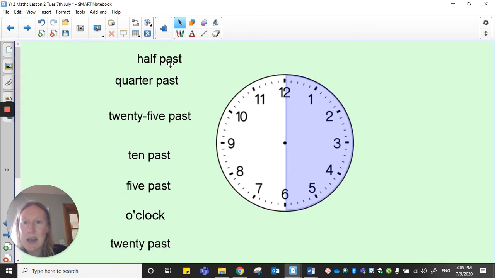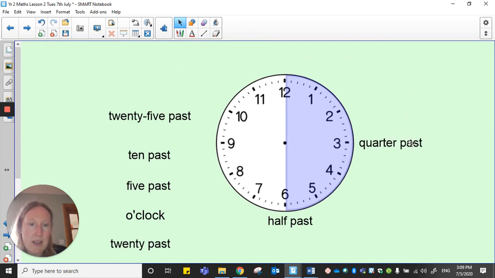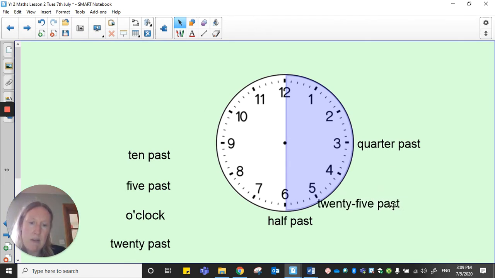So where is half past? Point to it on the screen so you can get there before I do. There at the 6. Where is quarter past? It's at the 3. Well done. Where is 25 past, so 25 minutes round the clock past the hour? It is there at the 5. Where is 10 past, point to it. Get there before I do.